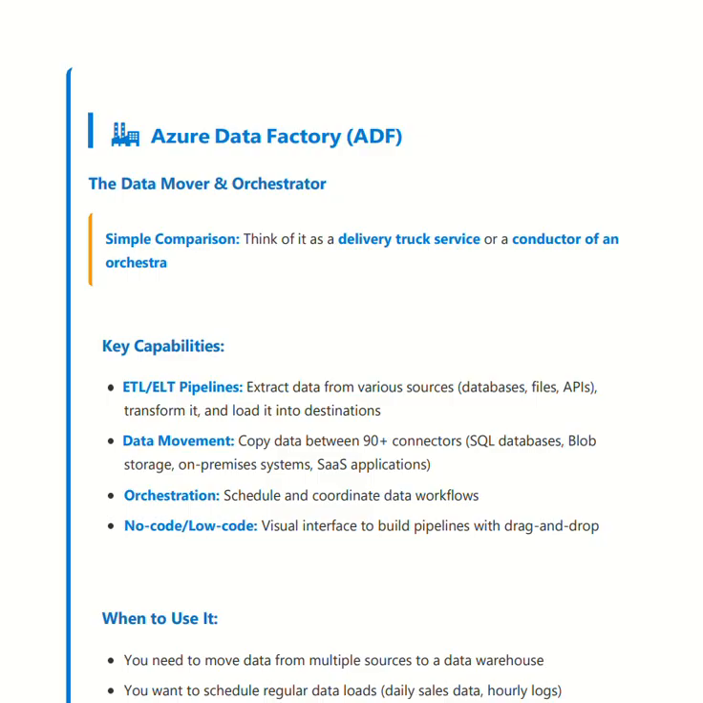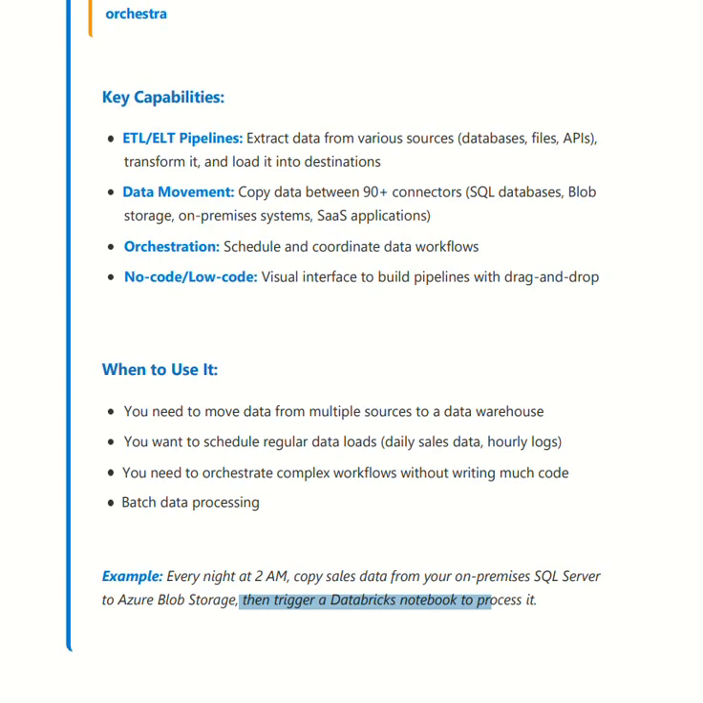Let's break it down. First comes Azure Data Factory, also known as ADF. Think of it as a delivery truck service or a conductor for an orchestra. Its main job is moving and orchestrating data. Here is what ADF does at its best. It can extract data from over 90 different sources, it transforms the data through ETL pipelines, and it schedules everything to run automatically. And the best part, it's mostly no code. You use a visual interface to drag and drop components.